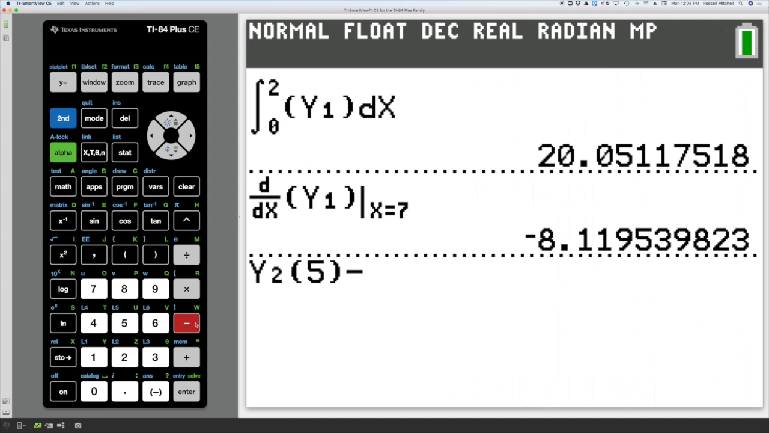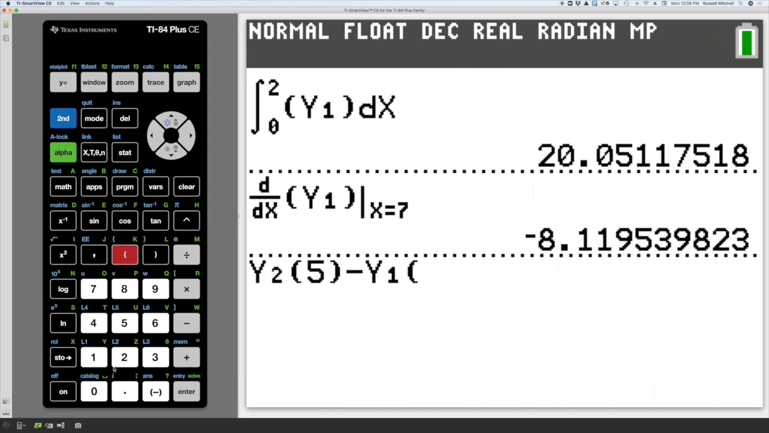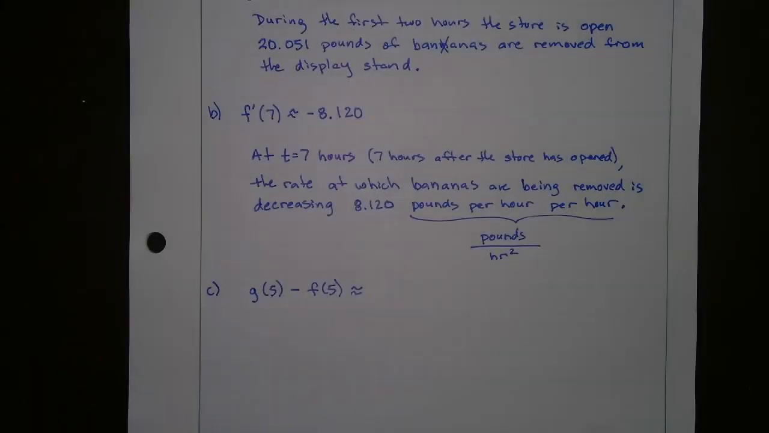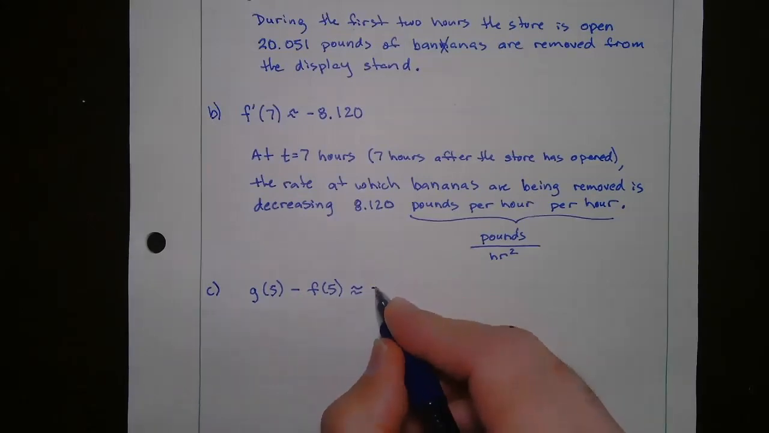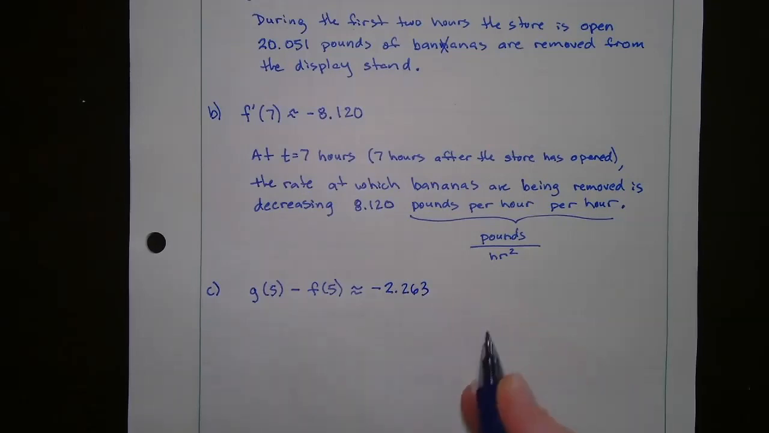and then minus, and y1 was the removal rate. So we're going to go trace, and then number 1, y1, and of 5. So the overall rate would be negative 2.263. So let's go back and record that on our paper. So this comes out to be, from our graphing calculator, negative 2.263. And this is pounds of bananas per hour.